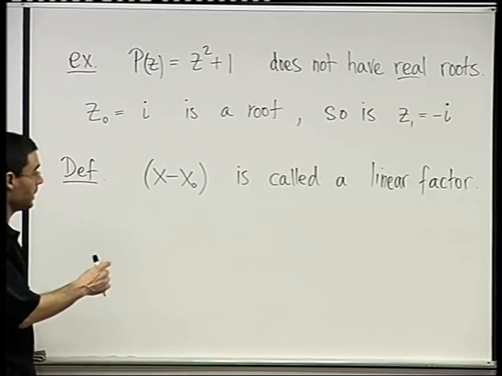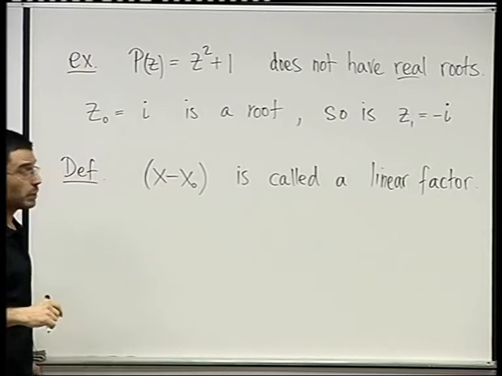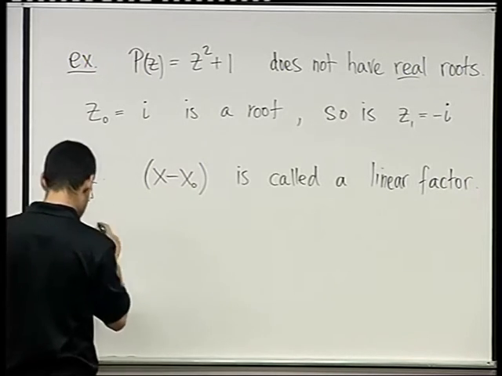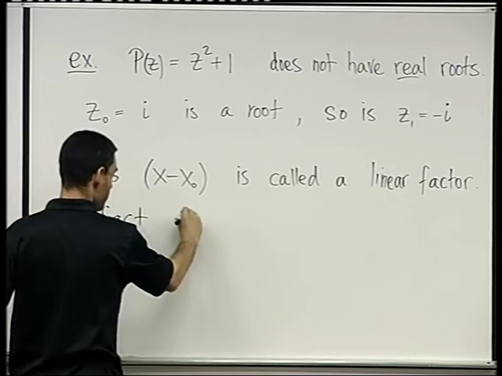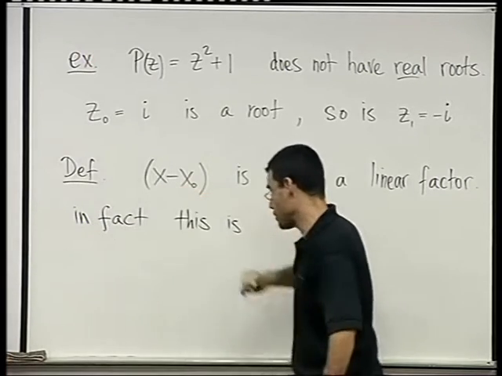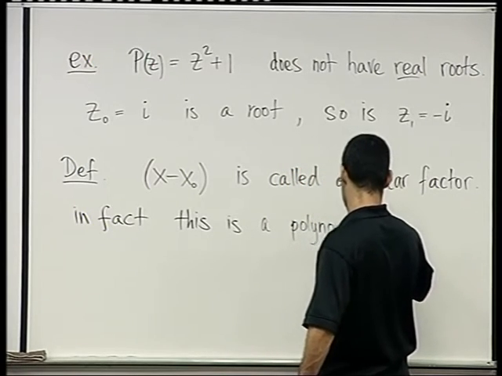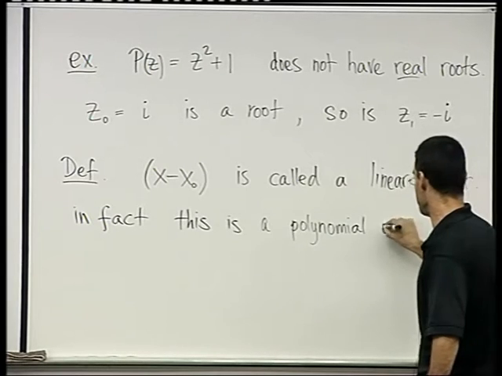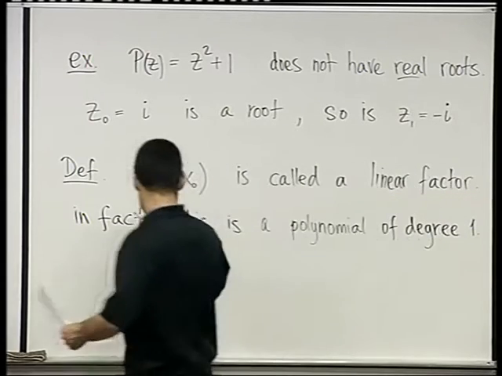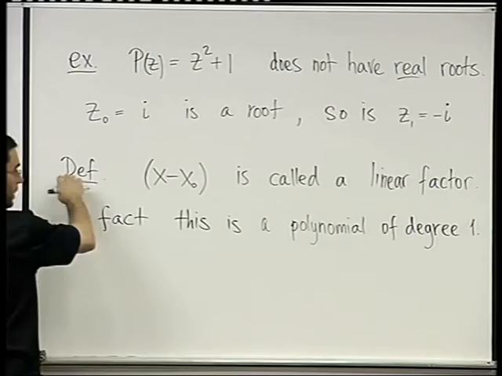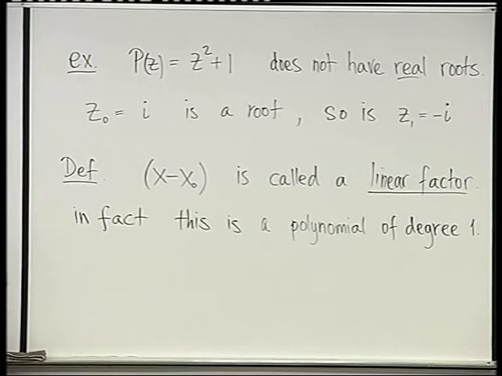So if we take a polynomial and can break it into pieces that contain factors like this, then what we're doing is factorizing. Let's say that. So first let's remark, in fact, that this expression by itself is a polynomial of what degree? Right, of degree 1. And this is the end of the definition. Now it's just a bit of observations and remarks.